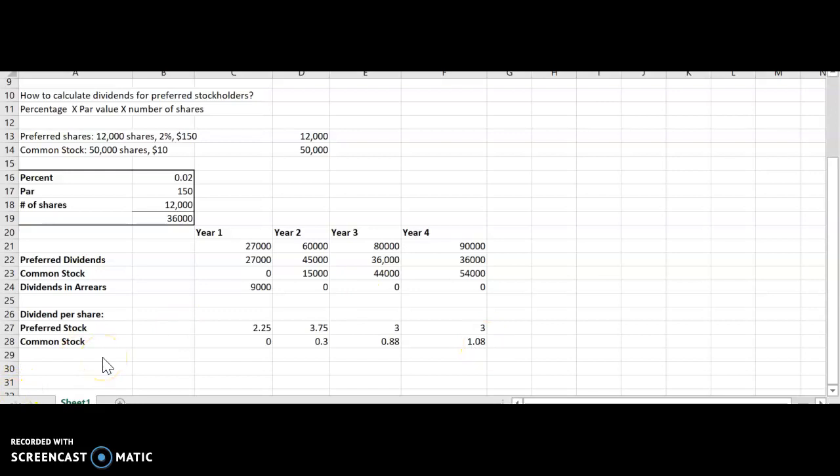So this is how you do cumulative preferred stock. Cumulative means if we didn't pay preferred stock the full amount, we will have dividends in arrears. You can have non-cumulative preferred stock. What this means is if you don't pay them, you will pass the dividends and you will not pay them for previous years' dividends. If it doesn't tell you otherwise, you always assume that it's cumulative.